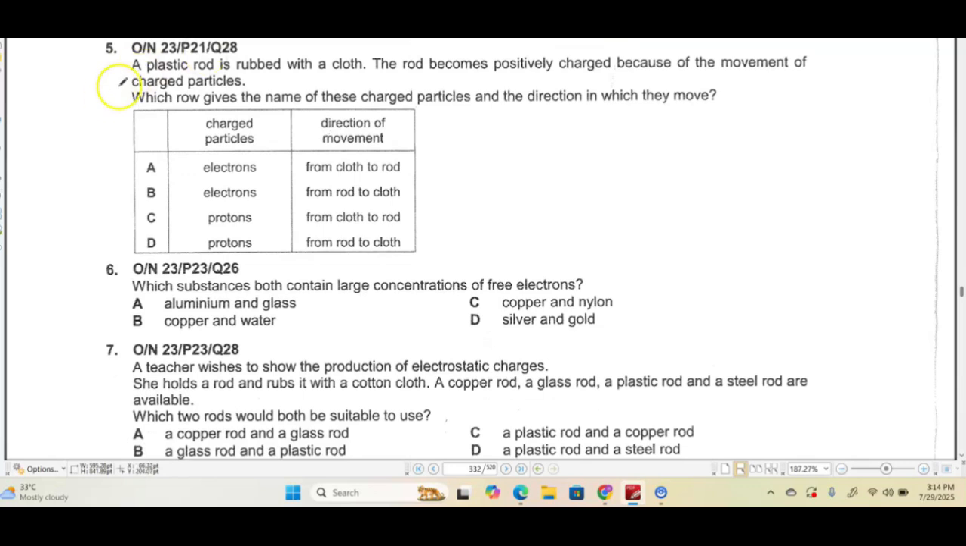Question number 5. A plastic rod is rubbed with a cloth. The rod becomes positively charged because of the movement of charged particles. Which row gives the name of these charged particles and the direction in which they move? If the rod has become positively charged, so they must have moved away from the rod. Obviously, these charged particles that have caused the rod to become positively charged are electrons, and they must have moved away from the rod, that is from the rod to the cloth. Okay? So electrons and from the rod to the cloth. So B is our correct option. Okay?